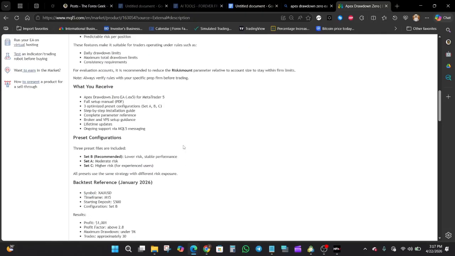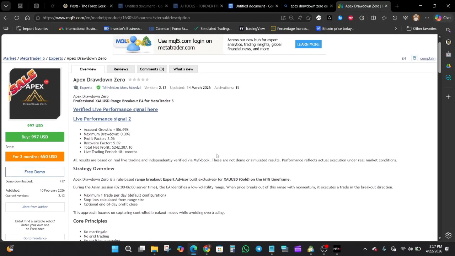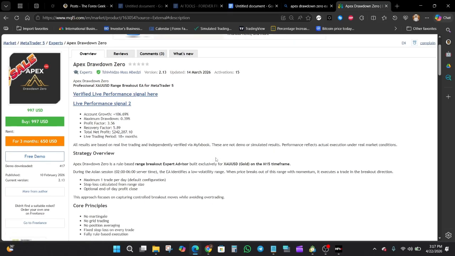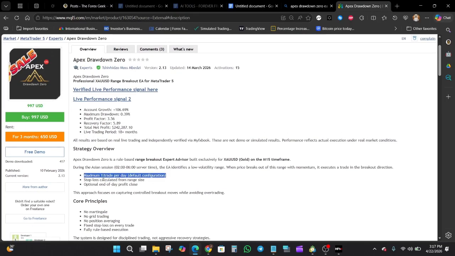Now, one thing I notice immediately is that this EA is very focused, right? It's not trying to trade multiple pairs or multiple strategies. It's built around a single well-defined setup, which is usually a good sign in terms of consistency. Another key detail is that the system limits itself to just one trade per day. You can see that here, right? That's the default configuration. Okay, so this already tells me that this is more about precision and control rather than high frequency trading. So overall, this looks like a structured rule-based system focused on controlled breakout opportunities.